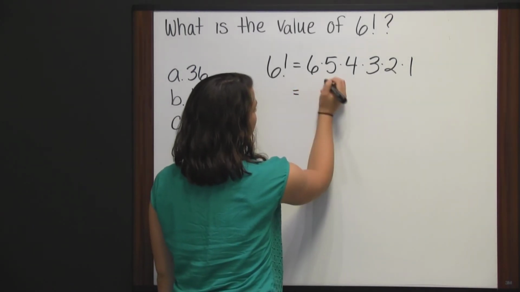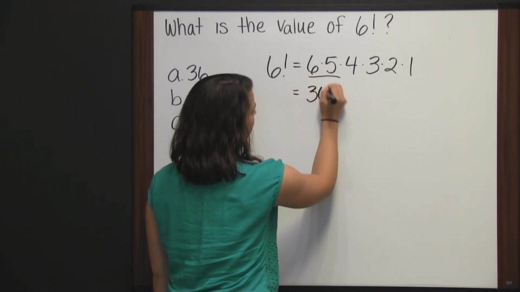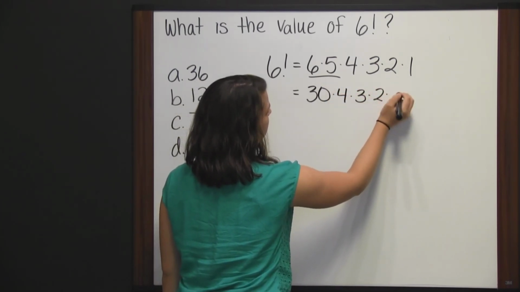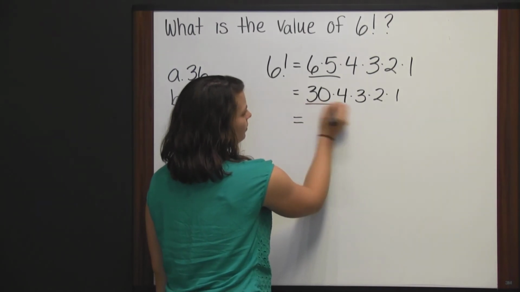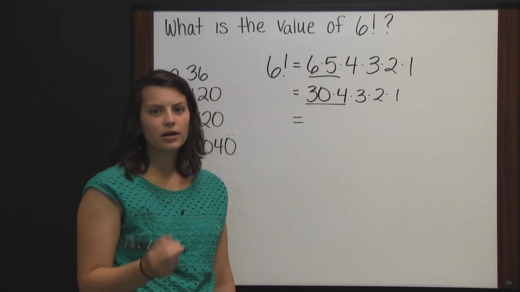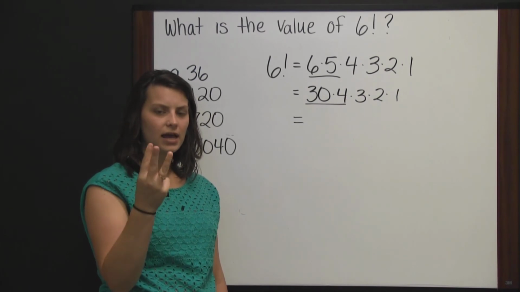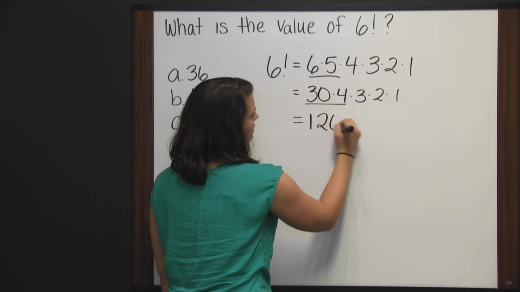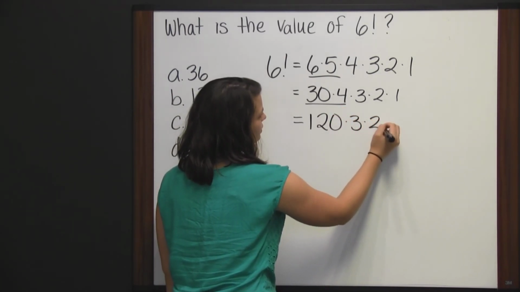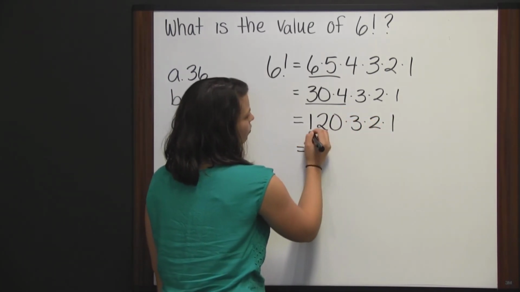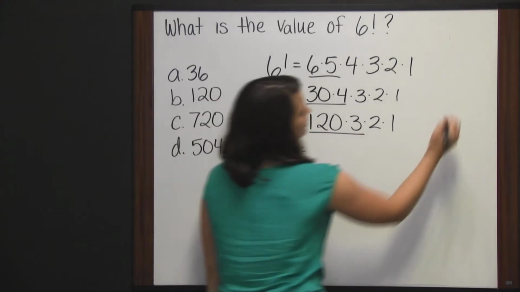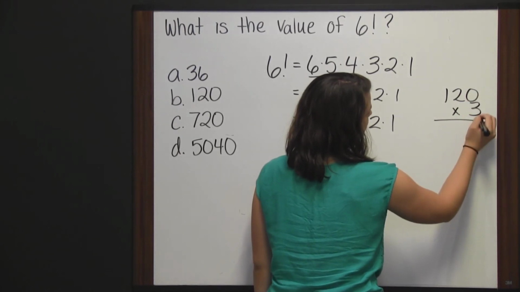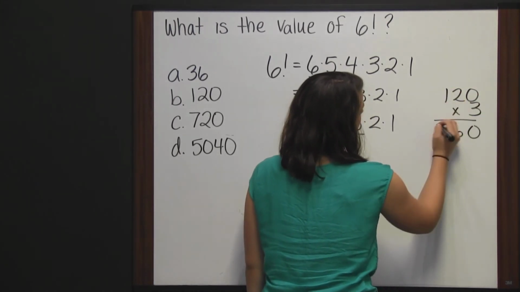So we have 6 times 5, which is 30, times 4, times 3, times 2, times 1. Then we can multiply 30 times 4. We have 30, 60, 90, 120. So 30 times 4 is 120, times 3 times 2 times 1. Then 120 times 3. 3 times 0 is 0. 3 times 2 is 6. 3 times 1 is 3.